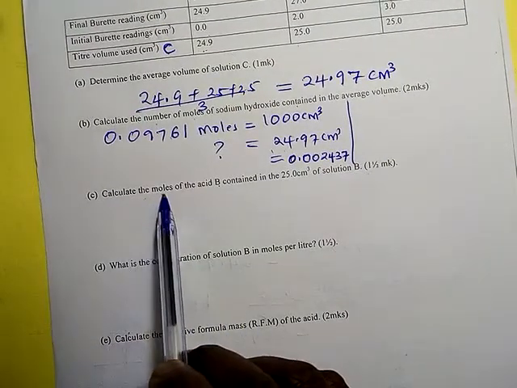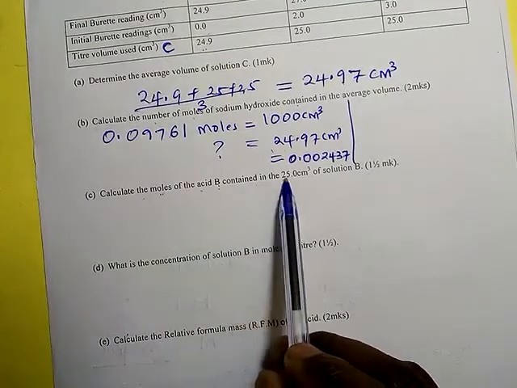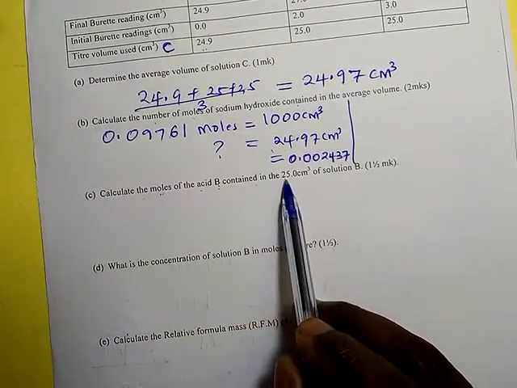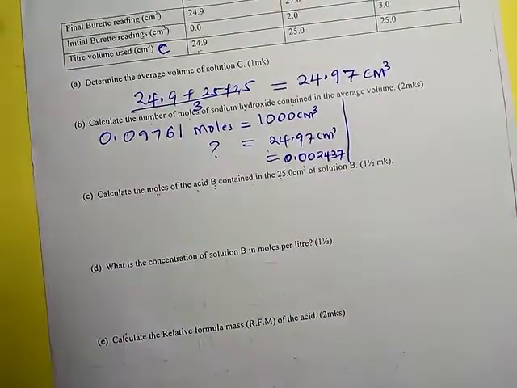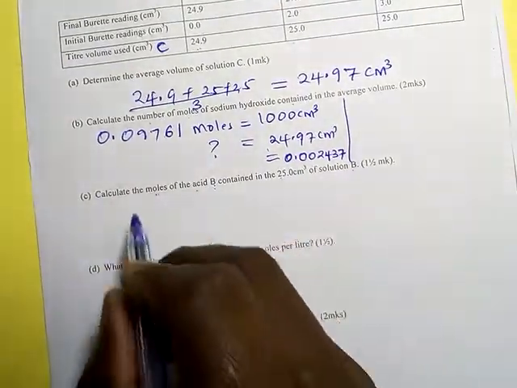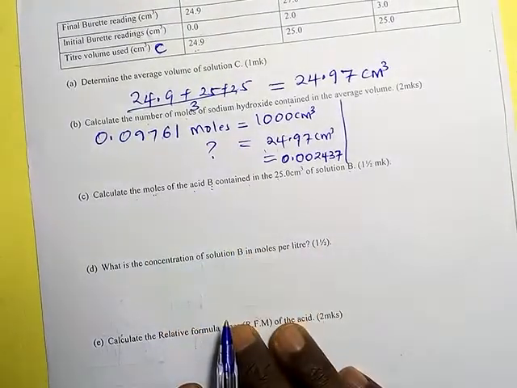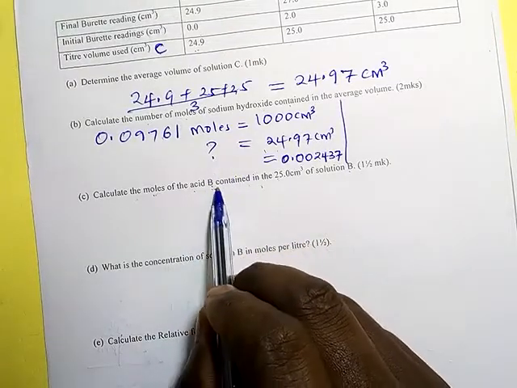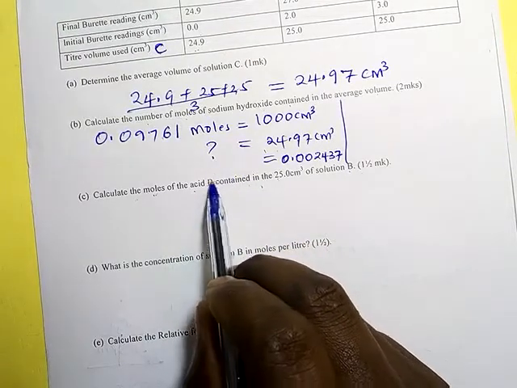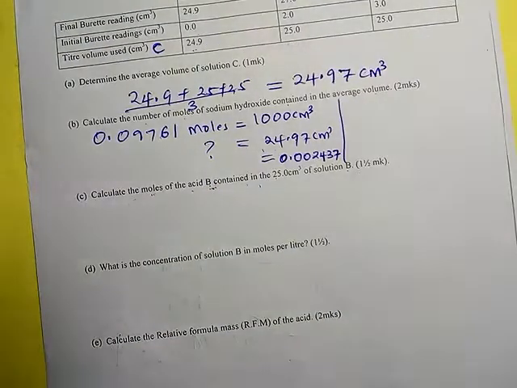Calculate the moles of acid B contained in 25 centimeters cubed of solution B. Now, another thing we want to understand here is whether the acid B was dibasic or monobasic. Once we know that, then we will know the ratio. We will be able to know the ratio.